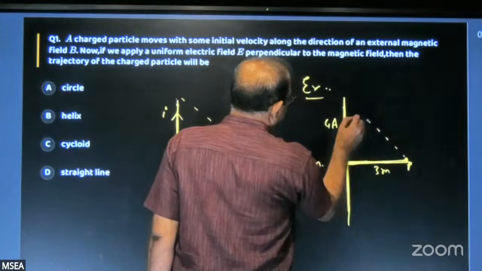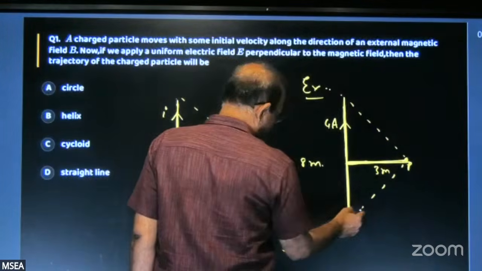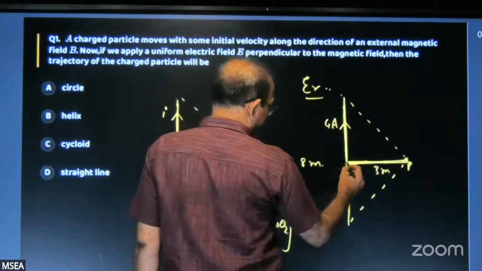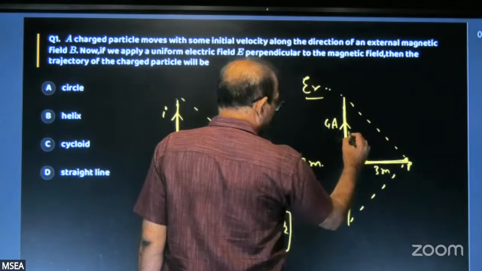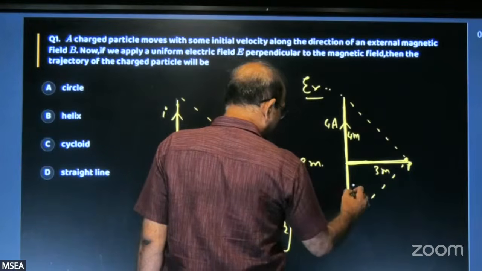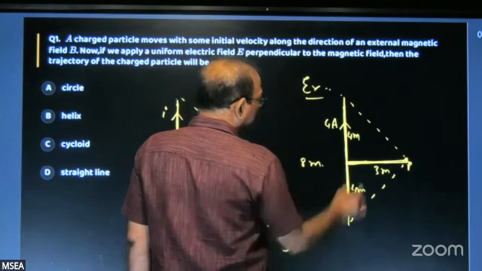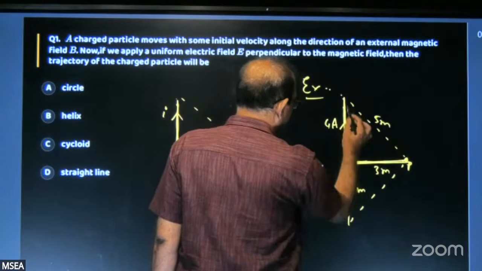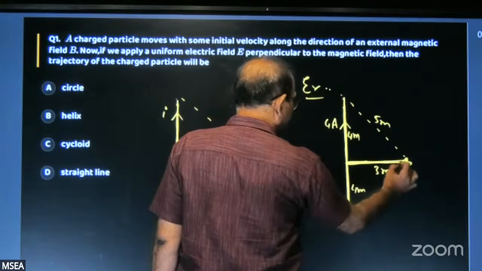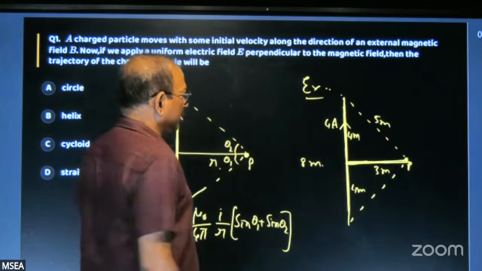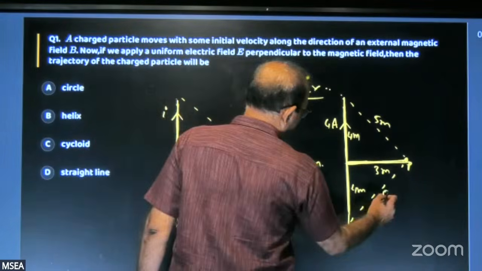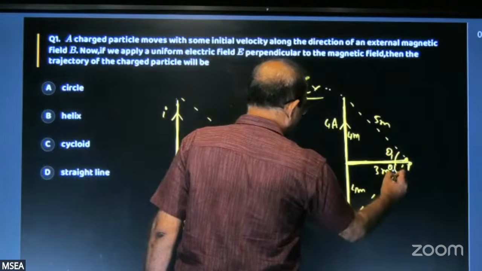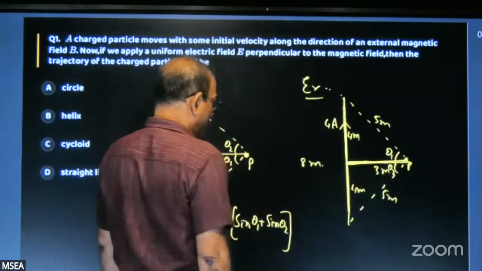Then join this point with the two edges of the wire. The total length of the wire is 8 meter. This is the midpoint now, so this will be 4 meter. This is 4 meter. Then this hypotenuse length will be 5 meter, using Pythagoras formula in this triangle. Then this theta 1, theta 2, these two angles you need now.